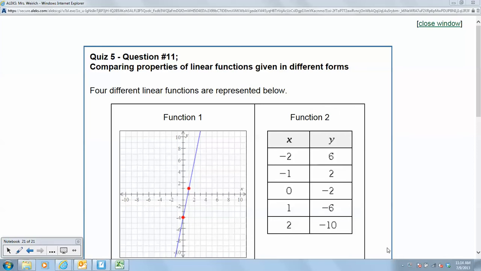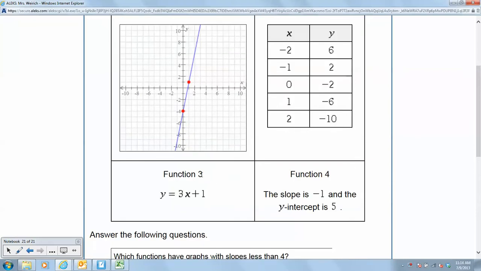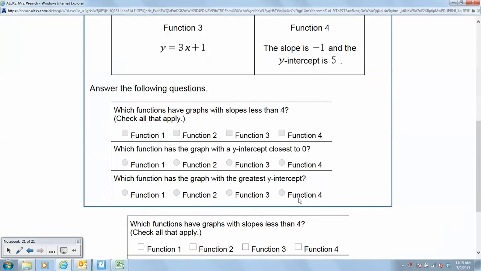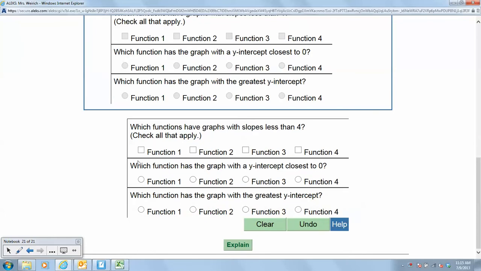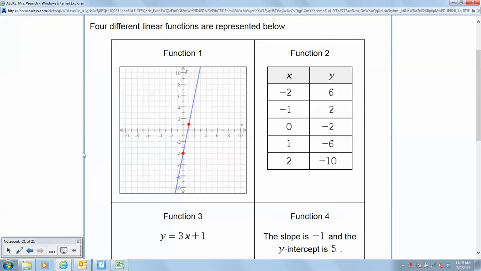This topic is called Comparing Properties of Linear Functions Given in Different Forms. It's going to give you 4 different linear functions represented below. It could give it to you graphed, it could give it to you in an XY table, and it could give it to you as an equation, and it could just describe it, telling you about the slope and the y-intercept. So what you want to do is check all the ones that have a slope less than 4. So in this case, function 1, you would need to figure out the slope.